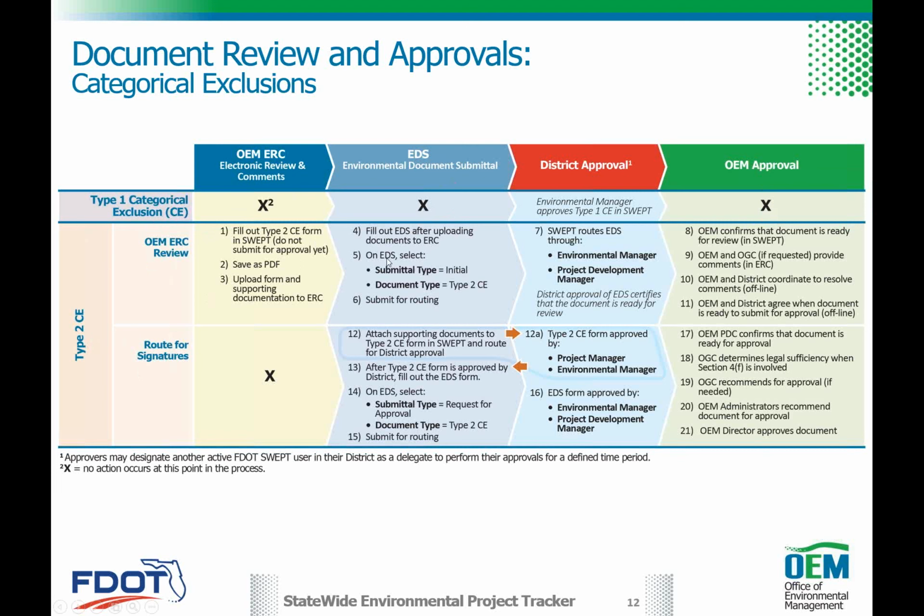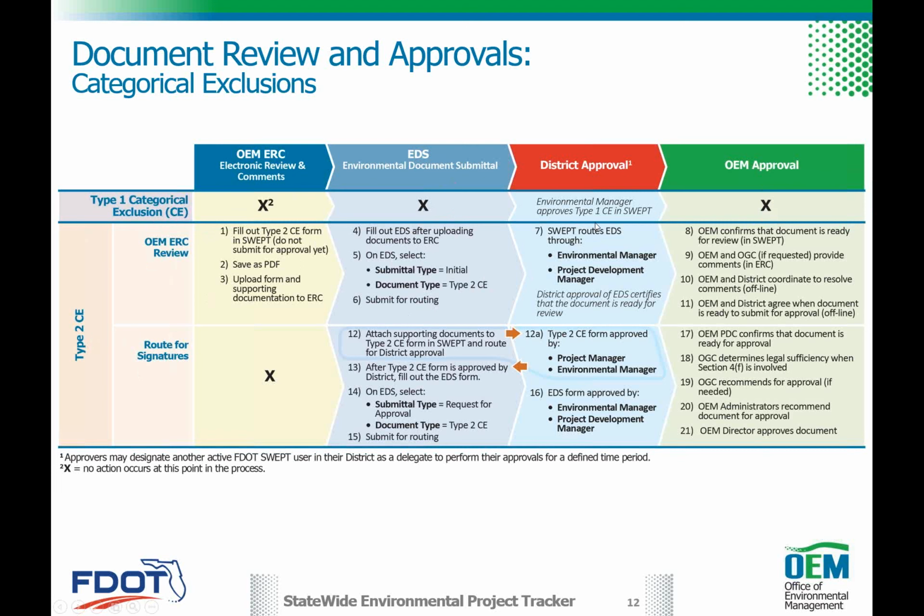So on the electronic routing sheet, that document submittal, you're going to say my submittal type is equal to initial, because this is the first round, the first time folks are seeing it. The document type is a type 2, because it's a new type 2. If this was a reevaluation, the document type would be a reevaluation. So if you're doing a reevaluation of a type 2, it's still a reevaluation. You'd only select the document type equal to a document name if it's the first and only of its kind, not a reevaluation. Then submit it for routing.